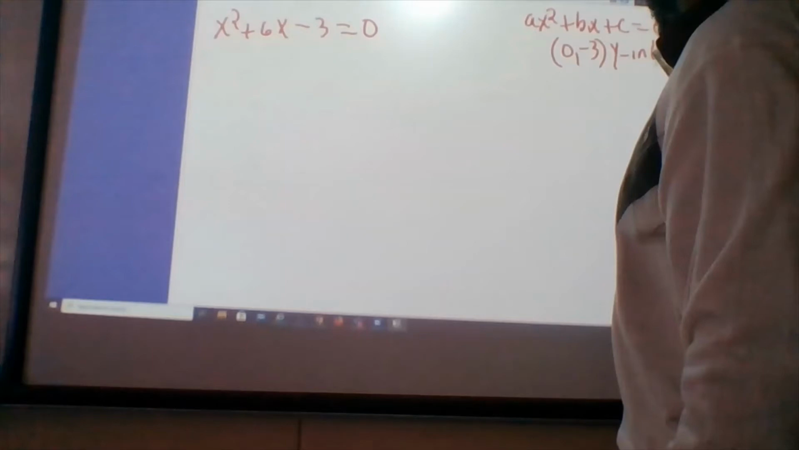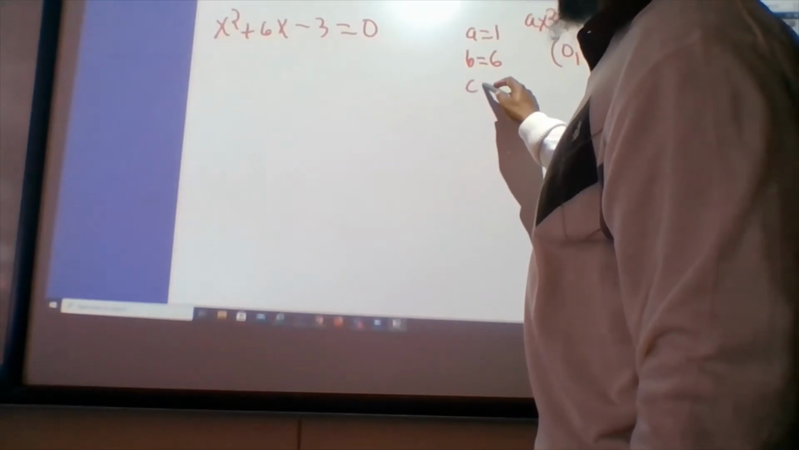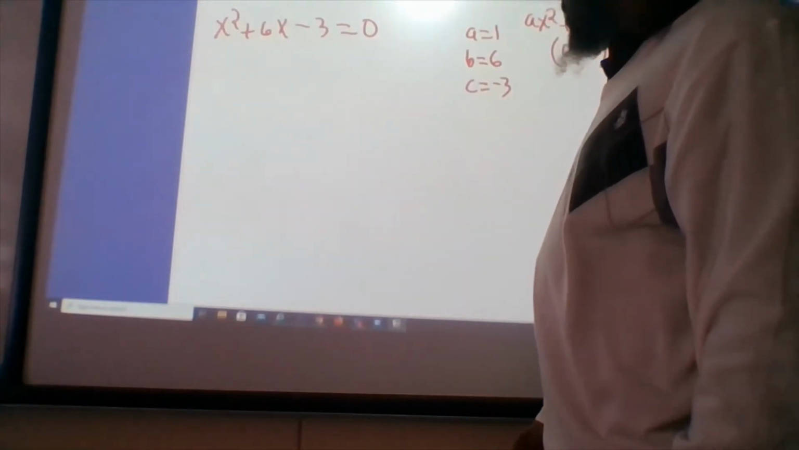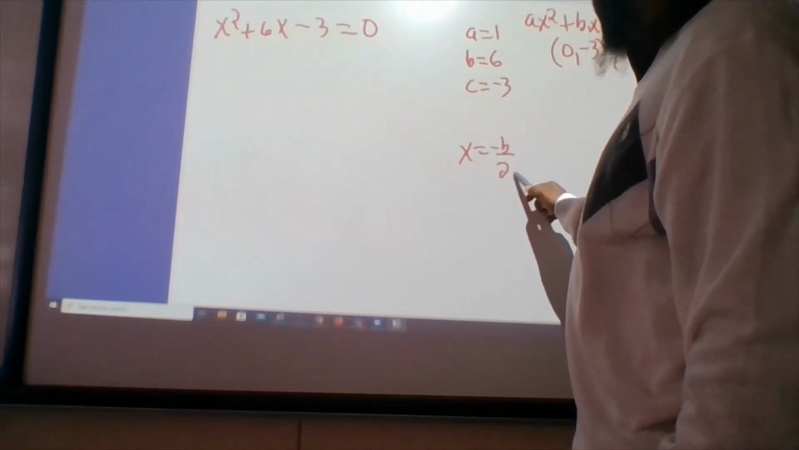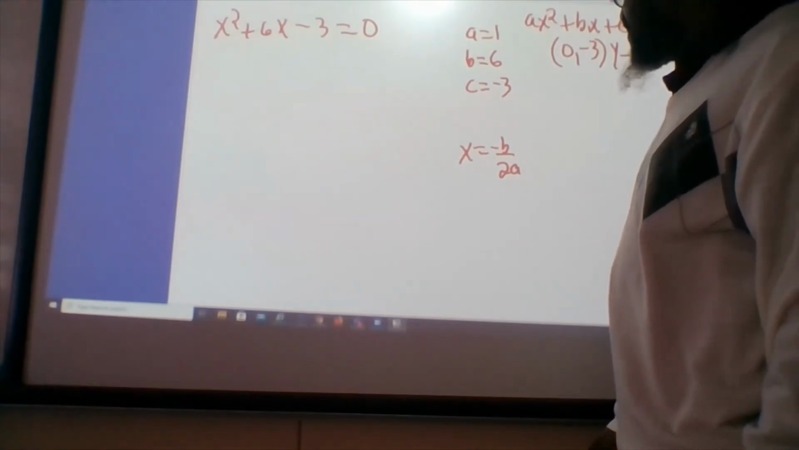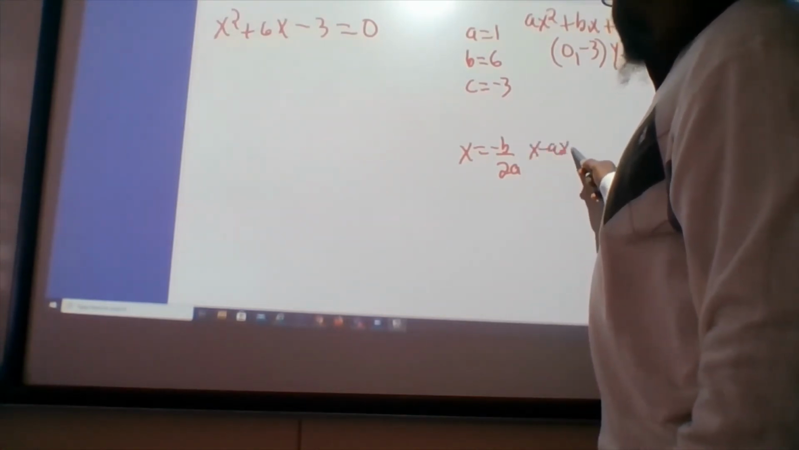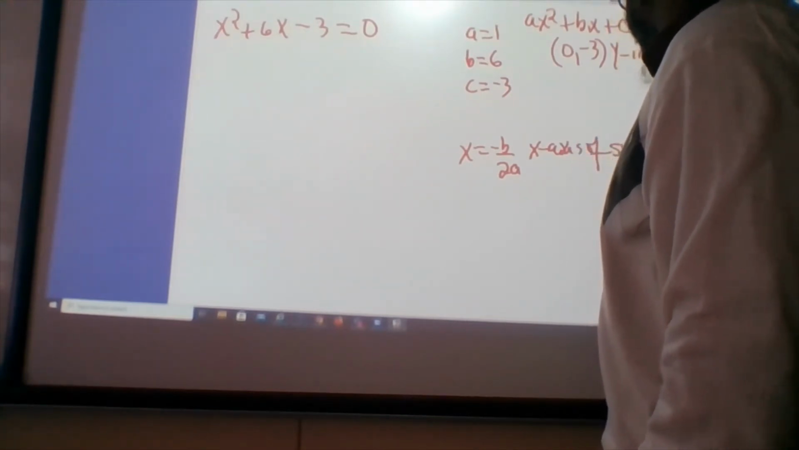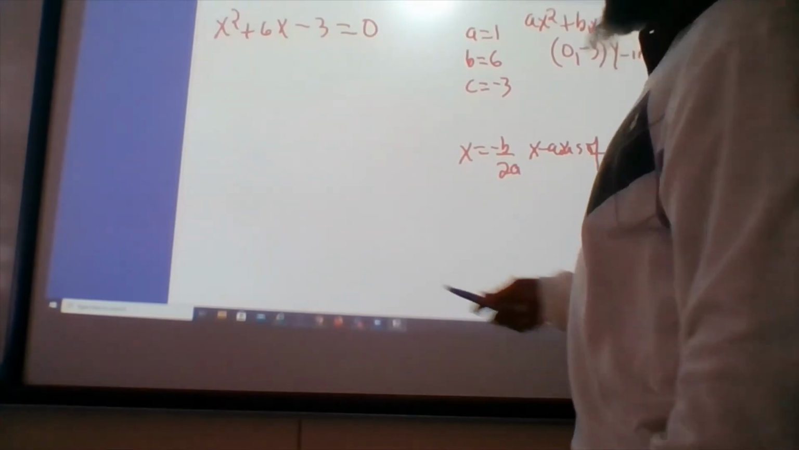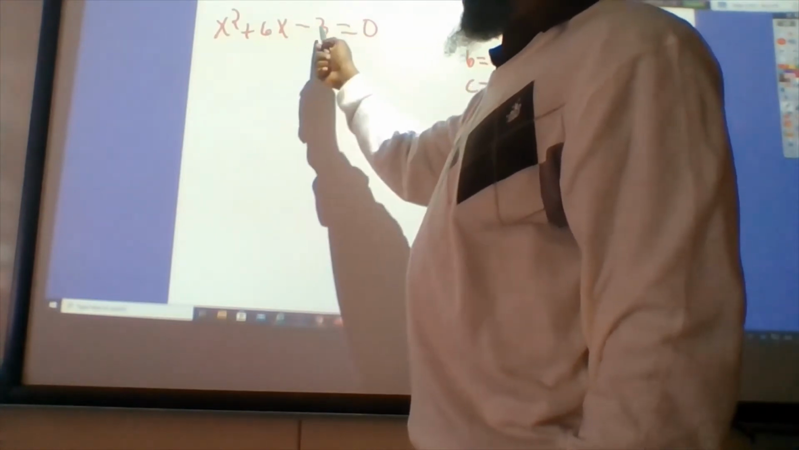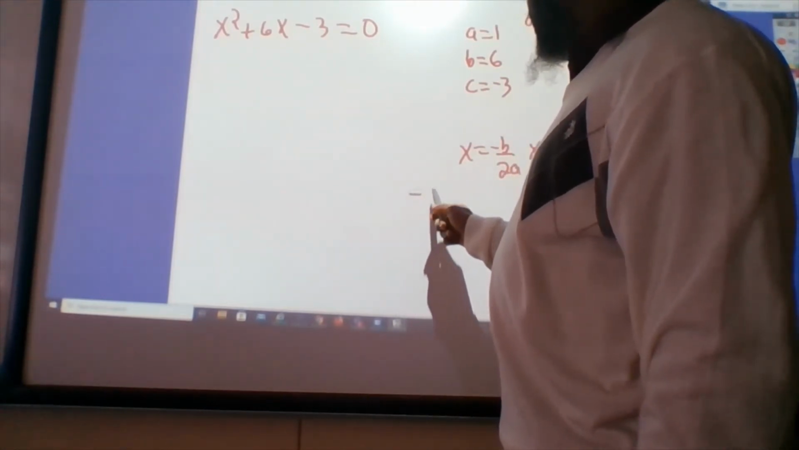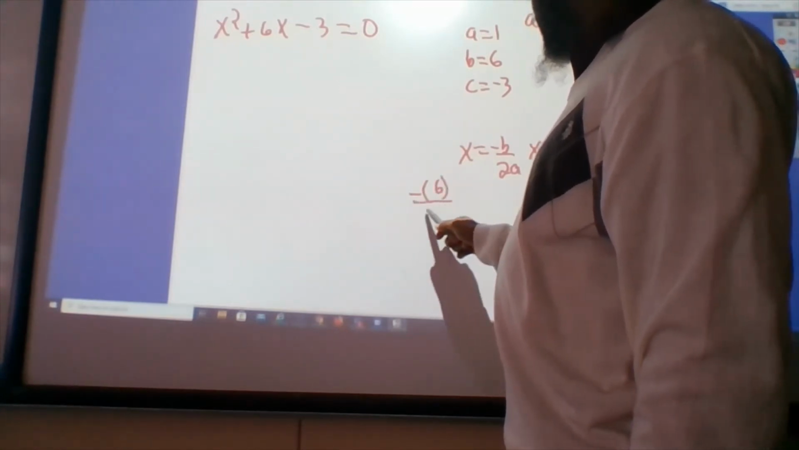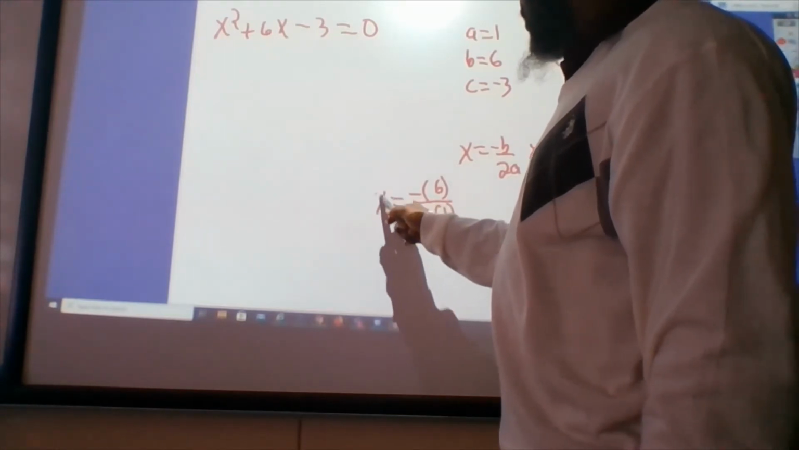Now we're going to find the axis of symmetry, which is x equal to negative b over 2a. This is the formula you need to use to find the axis of symmetry. I use my coefficients: the invisible 1 is a, 6 is my b, negative 3 is my c. I already found my y-intercept. So I'm going to have negative b, which is negative 6, over 2 times 1, equal to x. That will be my axis of symmetry. So x equals negative 6 over 2. In this case, x is negative 3. My axis of symmetry is x equals negative 3.